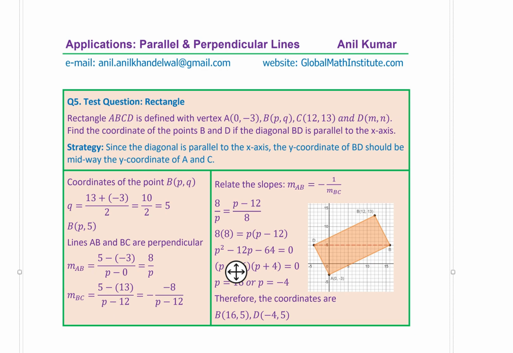The question is, rectangle ABCD is defined with the vertex A, which is (0, -3), B is (p, q), C is (12, 13), and D is (m, n). Find the coordinates of the points B and D if the diagonal BD is parallel to the x-axis. Now that is very critical information. How do we use this information? This is critical to answer this question based on a rectangle.